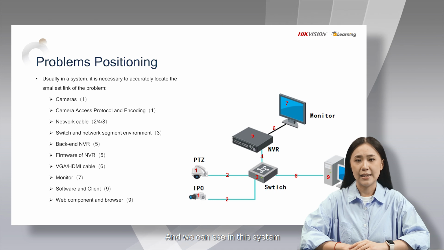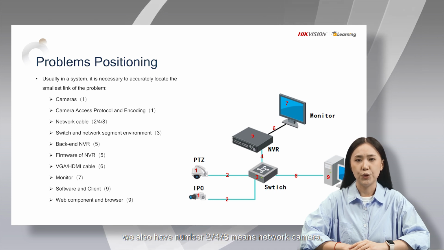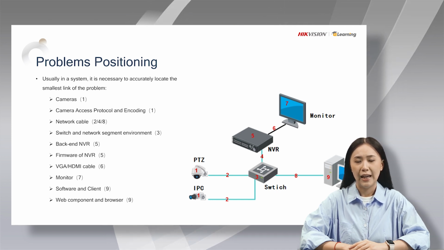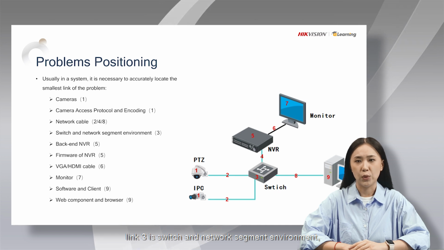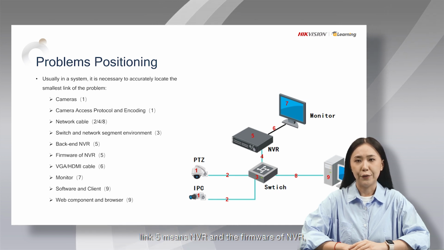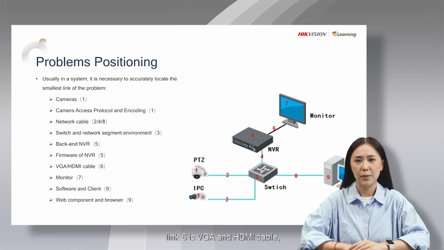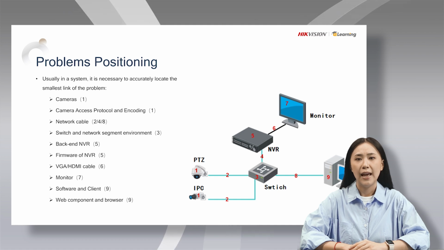And we can see in this system, we also have links 2, 4, and 8, which mean network cable. Link 3 is switch and network segment environment. Link 5 means NVR and the firmware of NVR. Link 6 is VGA and HDMI cable. Link 7 is monitor. Link 9 means software and client or web component and browser.